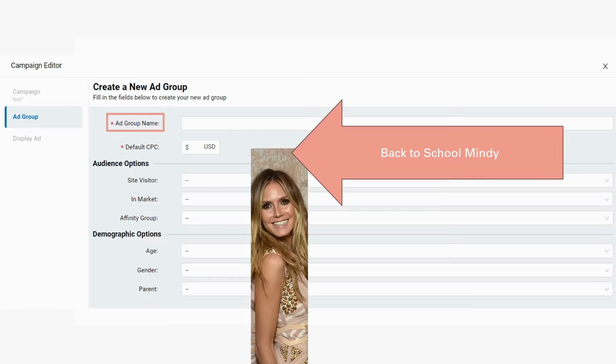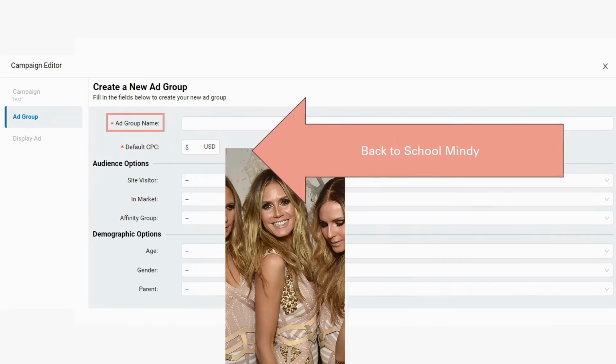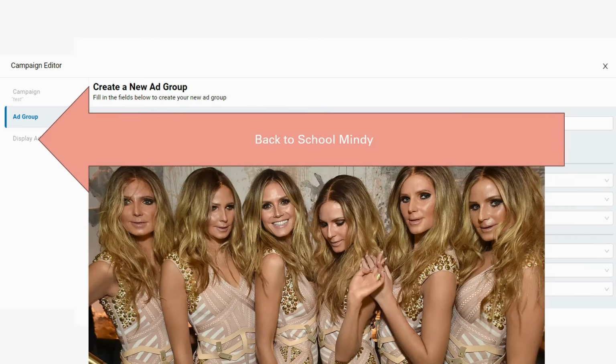Now, another thing that we're going to learn later in this video is that we can create multiple ad groups per persona to get more targeted options and get more data from testing. Okay, so we can basically have back to school Mindy, back to school Mindy, back to school Mindy, but just with different targeting options. And we'll look closely at that in a little bit.